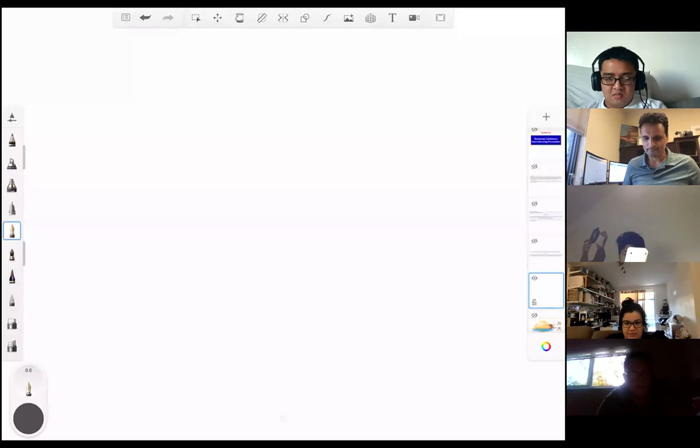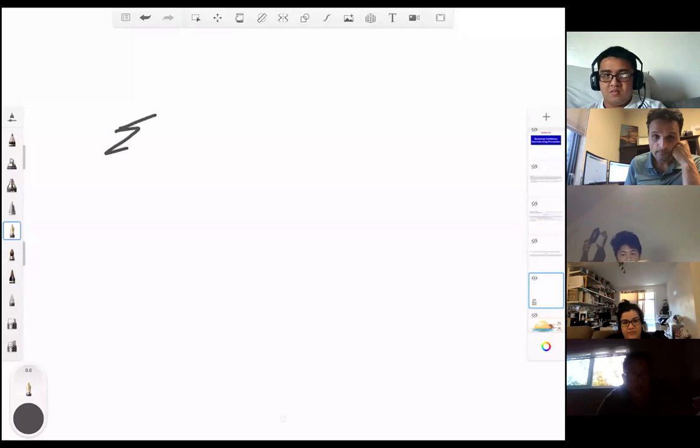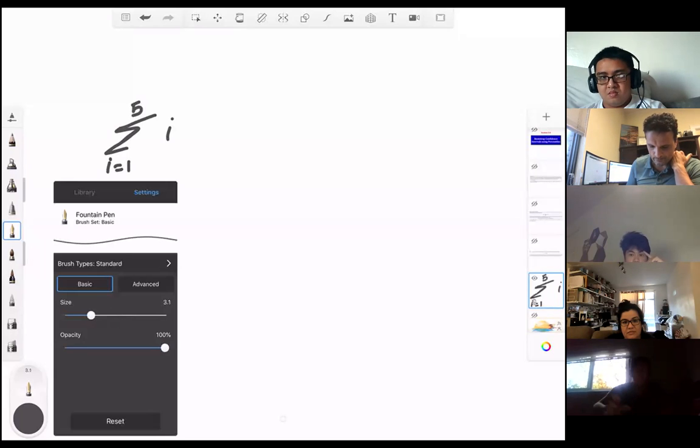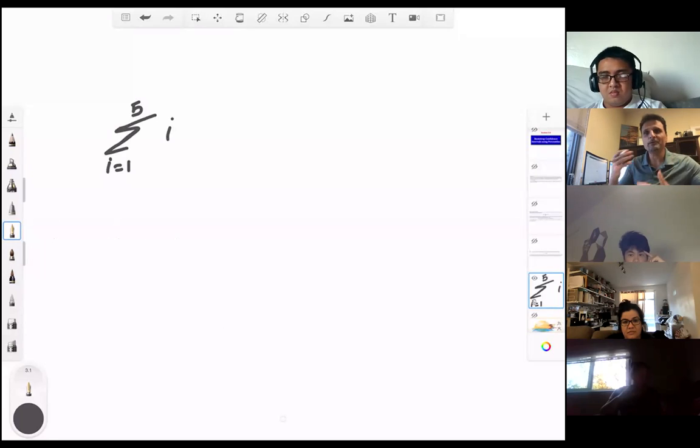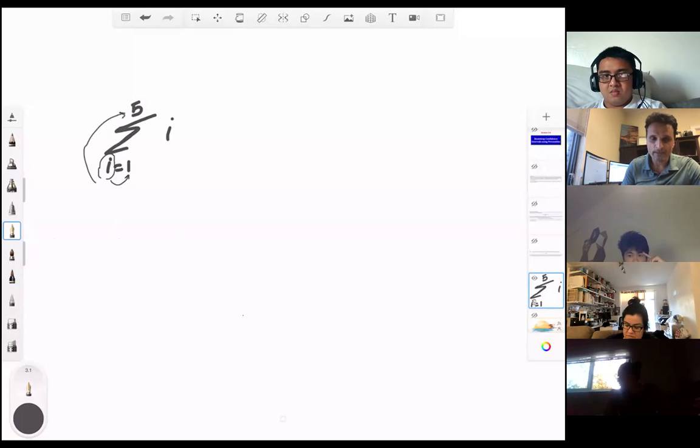All right, so sigma, which means summation of i starts from 1, goes to 5. So the way we read the sigma means there's only one variable here, which is i, and they start at 1, end at 5. And the summation means you need to add them up.